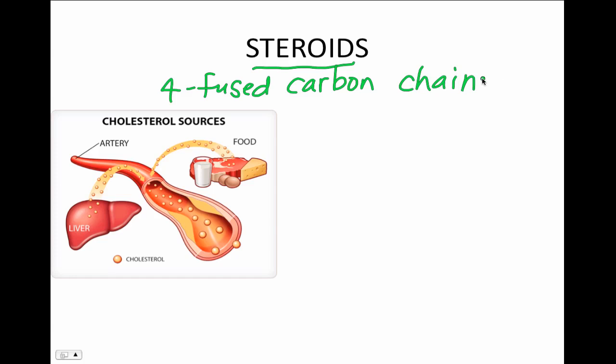And the most common steroid is cholesterol. Now let's see if we can draw this together. So our 4 fused carbon chains, we have a carbon chain right here. You know that when you draw carbon chains, hopefully you remember this from chemistry, but each point represents a carbon. We have a carbon chain here. Look at my beautiful drawings. Then we have another carbon chain here, and we have a 5 carbon chain here.